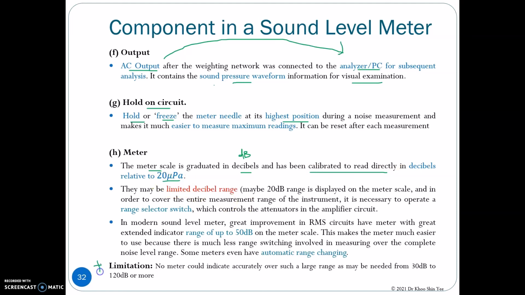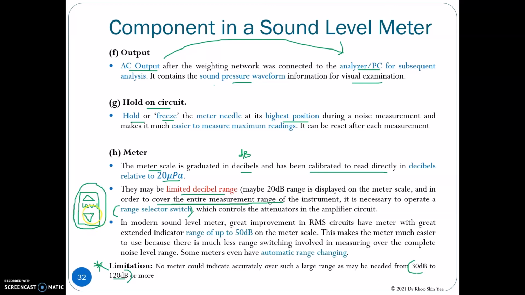There is a limitation for the meter. No meter could indicate accurately over such a large range from 30 dB up to 120 dB and more. This limitation is known as the limited decibel range. So it is impossible to cover the entire measurement range from 30 dB to 120 dB or more. To solve this problem, we can use the range selector switch like this inside the sound level meter.